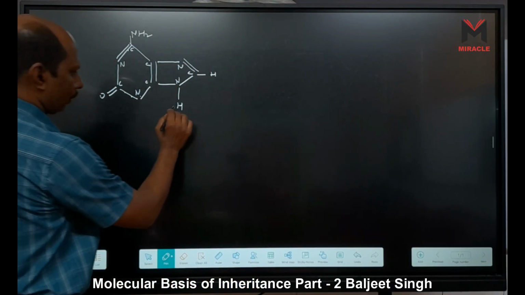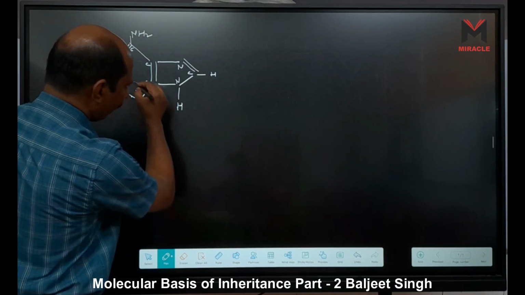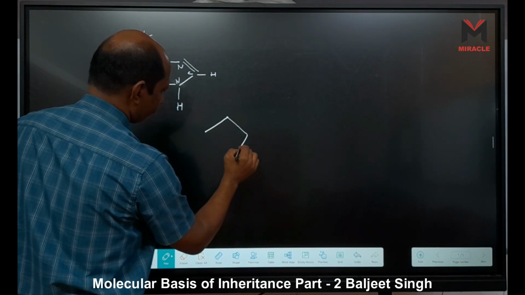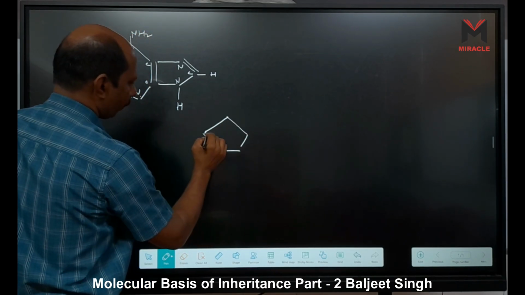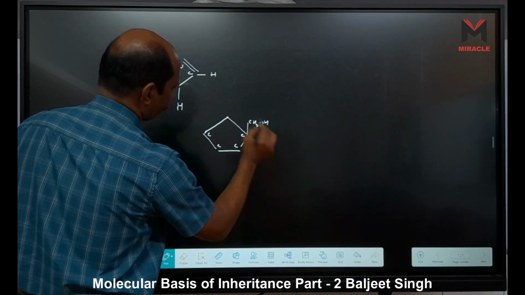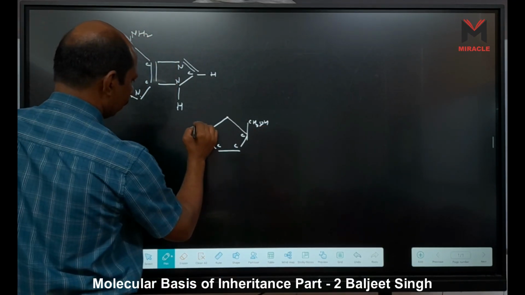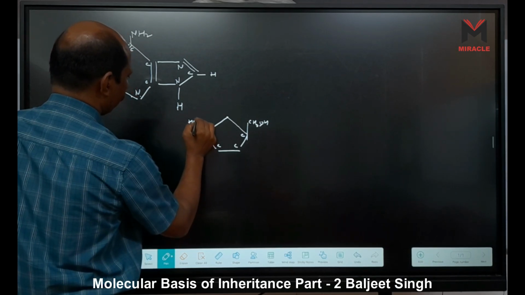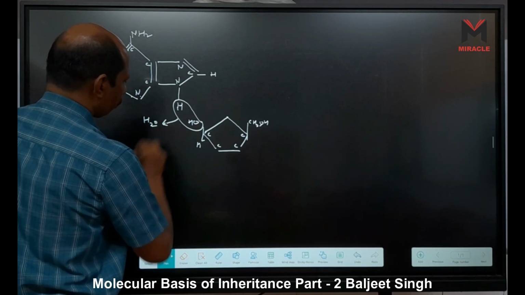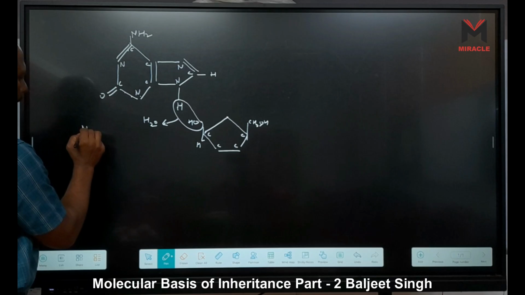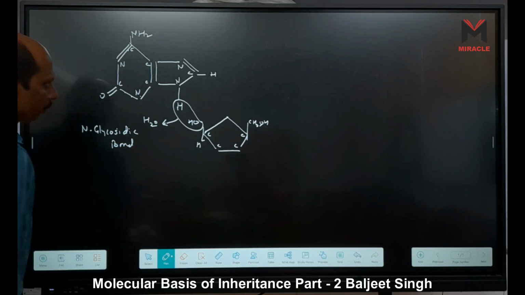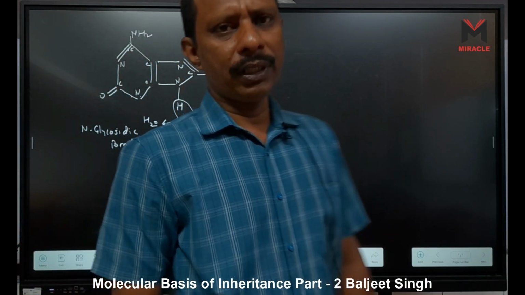Now here, when a pentose sugar binds with adenine, what happens? This one is the pentose sugar. This is the first carbon, second carbon, third carbon, fourth carbon, and this one is the outermost fifth carbon, right? This first carbon binds with the base; look here, this H2O is removed, and here which bond is formed? An N-glycosidic bond is formed, right?